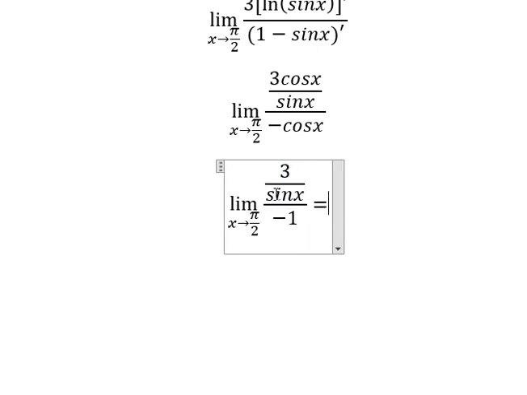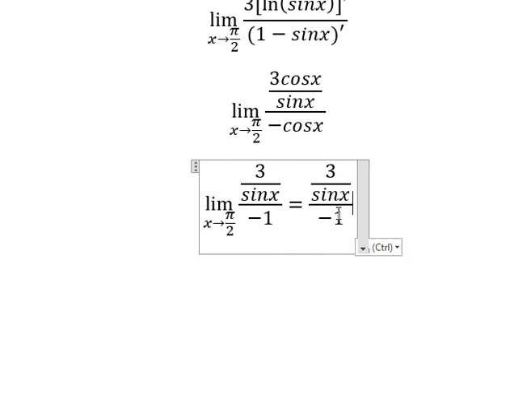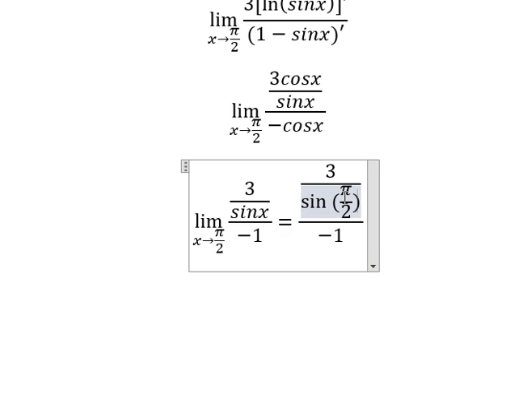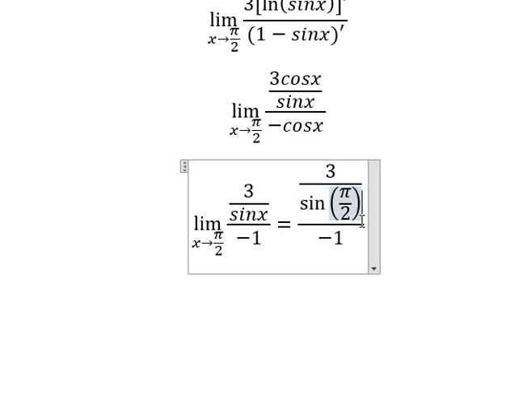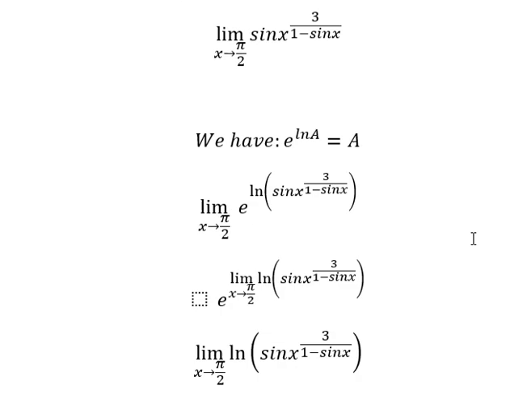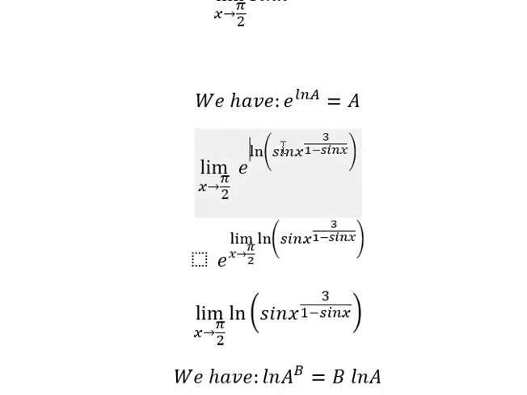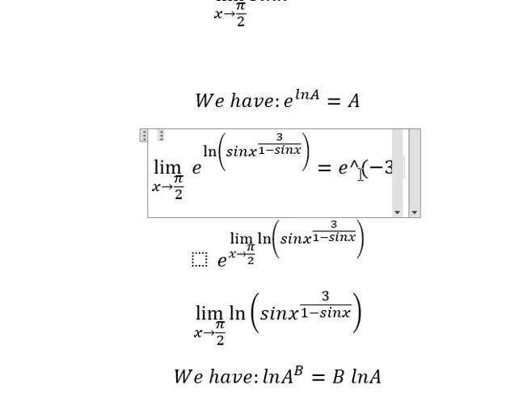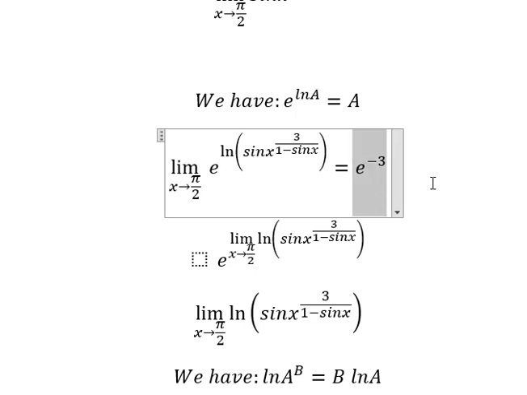And now we put π over 2 here. So we simplify and we have negative number 3. That means the value of this one equals to negative number 3. And this is the final answer.